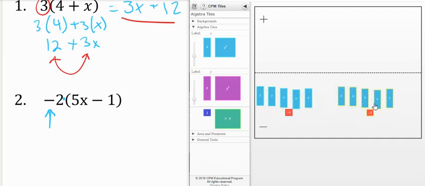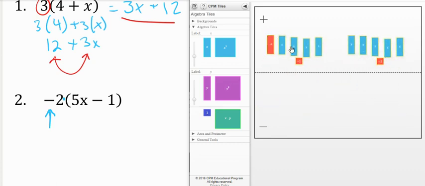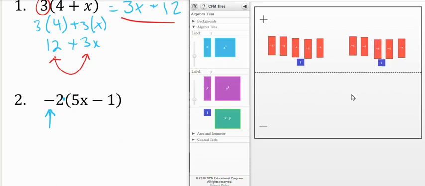Okay, so now I have 2 groups, and so I'm going to flip these all to the top. So let me bring them up here and then change the sign of everything. Oops. Okay, so I got out all my tiles. I flipped them up to the top. And now what I have is -10 x's and 2 units. Okay, so again, I put them on the bottom because of this negative out here.